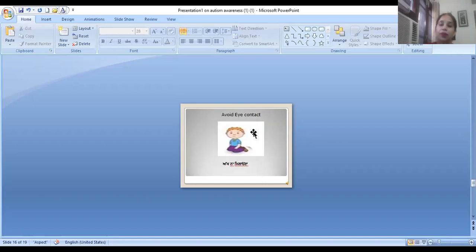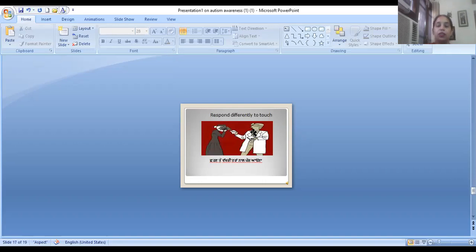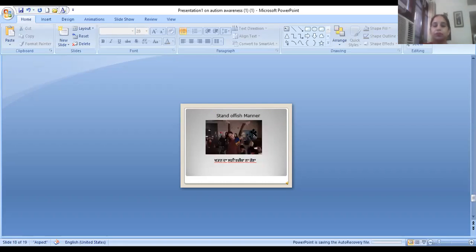Avoiding eye contact. The child with autism can avoid eye contact when he is called. He may not answer, and he can avoid eye contact. Responding differently to touch. Even when it was just a touch, the child with autism can push you, he can pull your hair, he can do certain things which are beyond your imagination. So this can be there.